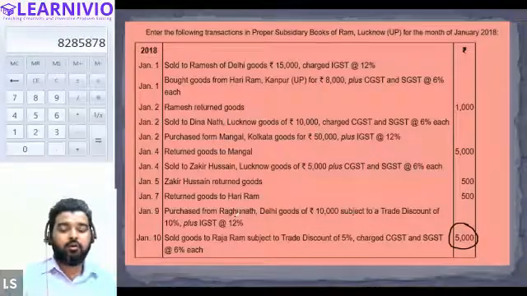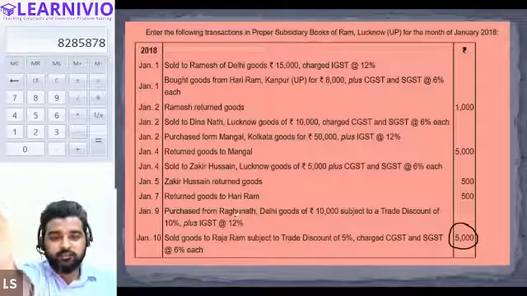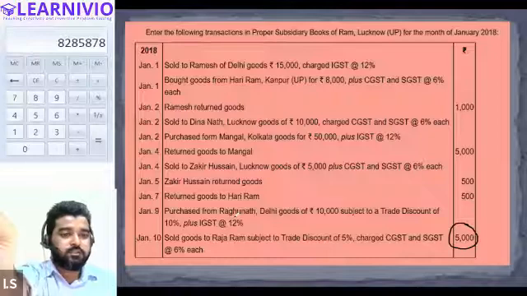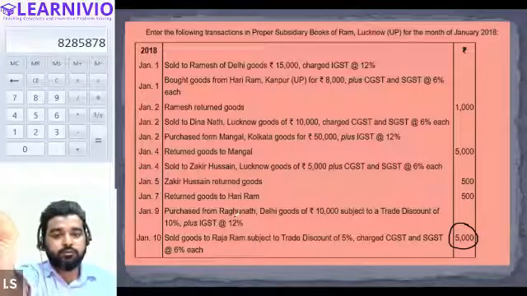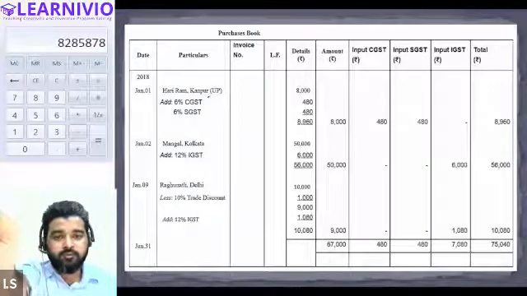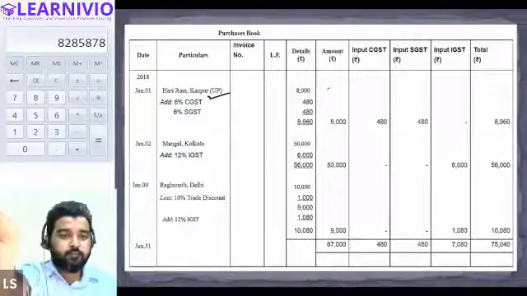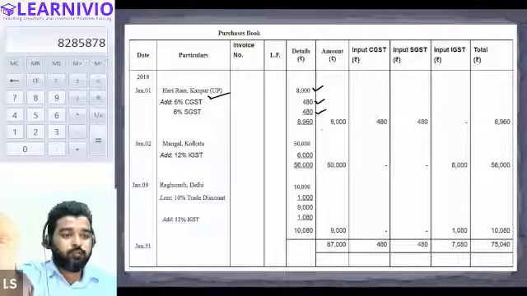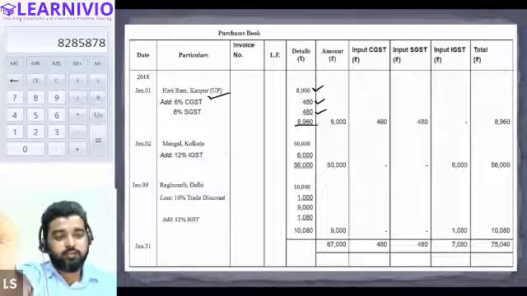On the second transaction on January 1st, we bought goods from Hari Kanpur for 8,000. CGST and SGST are also applicable at 6%. So this will be recorded in the purchase book. In the purchase book, we will be writing 8,000. We are purchasing goods and paying 6% CGST and SGST, 480. So now the total value will be 8,960 rupees.